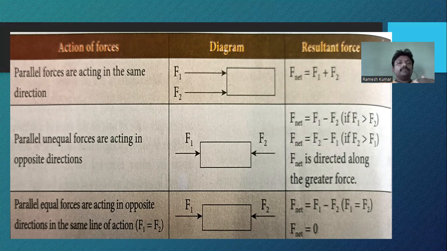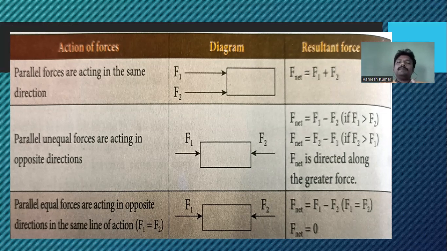That is, two forces which act in the same direction on the body. If two forces act in the same direction on a body, the net force is nothing but the summation of the two forces. This is the first case. And in the second case, if two parallel unequal forces act in opposite directions, what happens? If two equal or unequal parallel forces act in opposite directions, the net force is nothing but the difference between the two forces. Hence we know that force is a vector quantity.